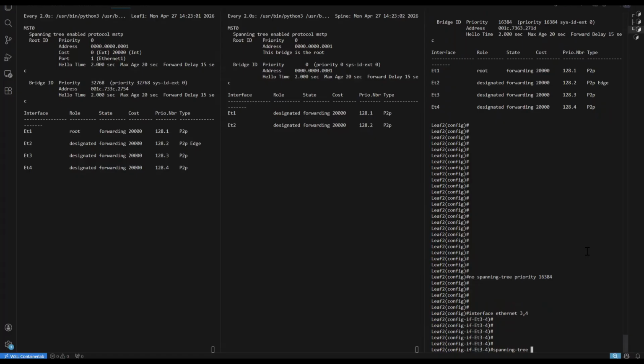So spanning tree. ED3 and ED4, I'm going to configure the port priority. Right now on leaf 1, the priority is 128. So I'm going to configure 112.